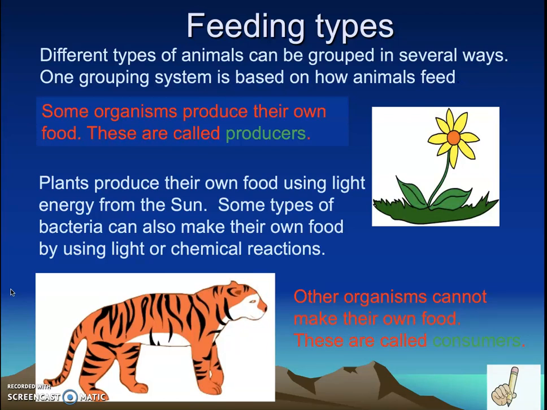For instance, we are not able to create our own food. We have to either go and grow it in a field using crops, or we have to rear it like animals do in farms. So what I'd like you to do here is the only things you need to write down, because there is a pencil in the bottom corner, is the writing that's in red and green. So just that sentence there where it says some organisms produce their own food, these are called producers, and the sentence in the bottom right about other organisms that can't make their own food being called consumers. That's all you need to write down from that slide.